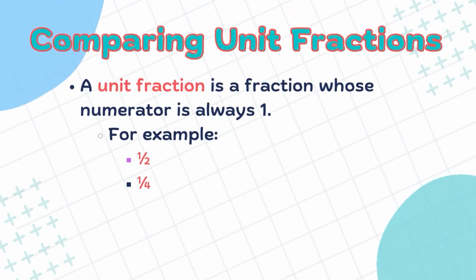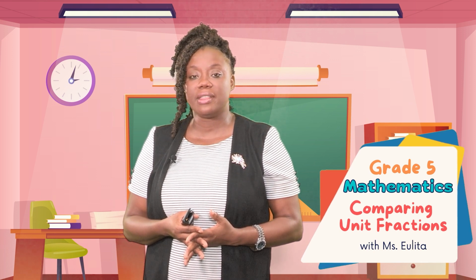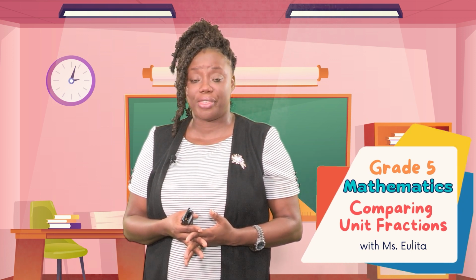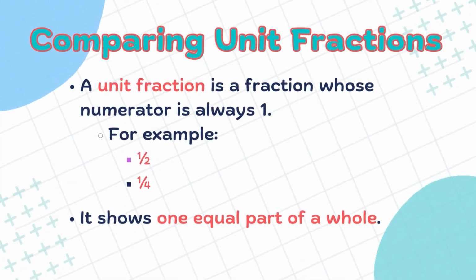A unit fraction is a fraction whose numerator is always 1. It never changes. Some examples of unit fractions: 1/2, 1/4, 1/5, 1/7, 1/9. And we can go on and on to infinity. A unit fraction shows one equal part of a whole.